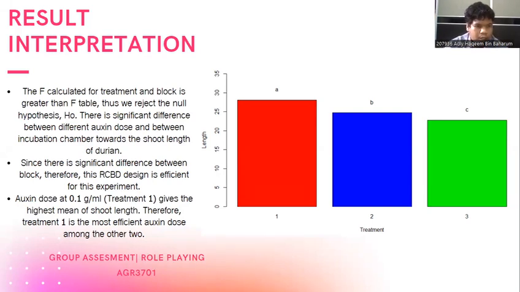And lastly, the auxin dose at 0.1 gram per ml, treatment 1, gives the highest mean of shoot length, therefore treatment 1 is the most efficient auxin dose among the other two. So this is the graphic representation of this experiment.